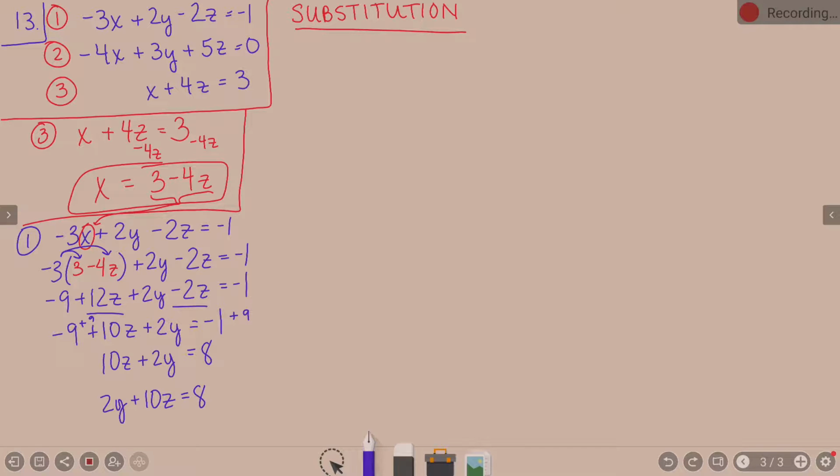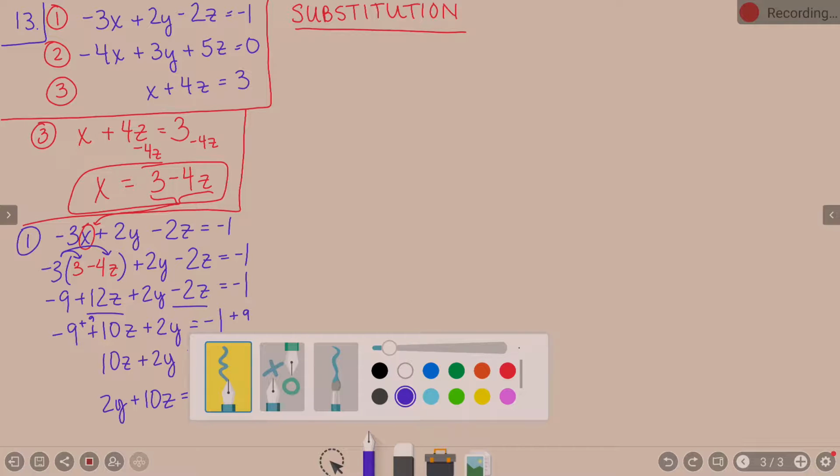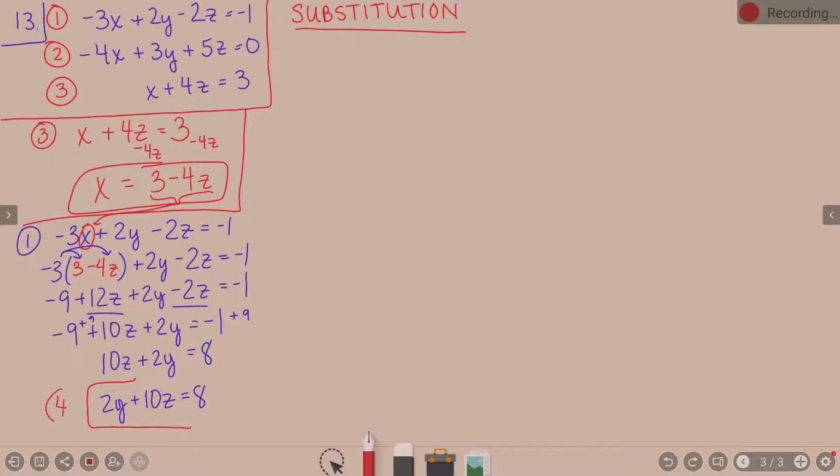What am I going to call this? I'm going to call this equation 4. Okay. So that's my equation 4. We took our solved equation, which was 3. We plugged it into 1. Now, repeat that process, but with the other equation we haven't used.